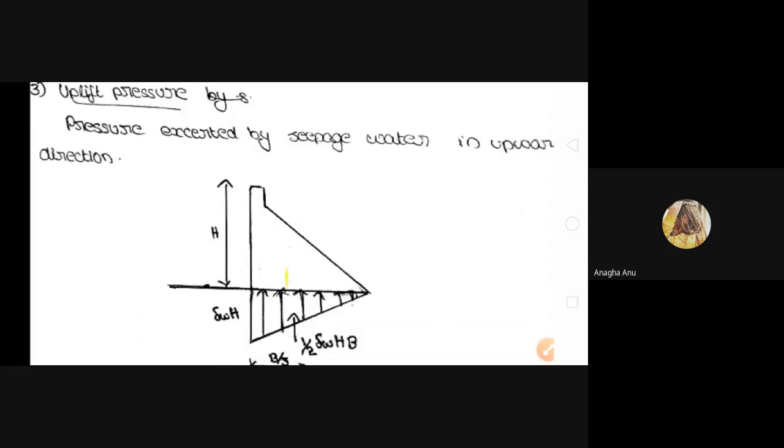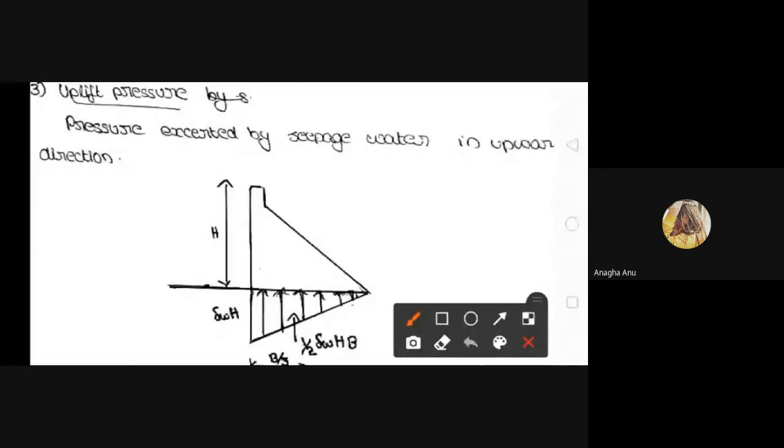Due to the head difference between the upstream and downstream side, the water tends to move from the upstream to the downstream side through the underground or through the subsurface flow. The pressure produced by this seepage water is called the uplift pressure.